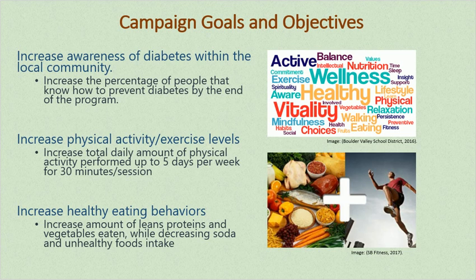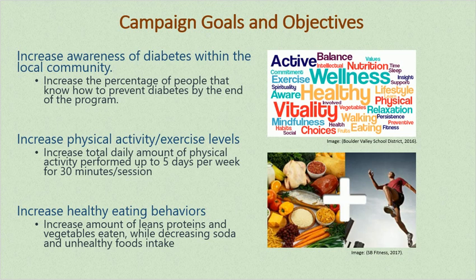Campaign goals and objectives. One goal is to increase awareness of diabetes within the local community. An objective for this goal is to increase the percentage of people that know how to prevent diabetes by the end of the program. Another goal is to increase the physical activity or exercise levels among participants. An objective for this goal is to increase the total daily amount of physical activity performed up to 5 days a week for 30 minutes each session by the program participants by the end of the program.